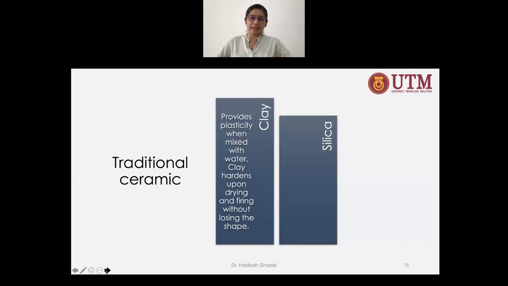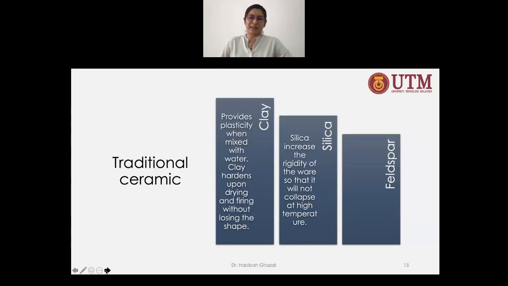And we add silica to increase the rigidity of the product. Whereas we play Play-Doh, yeah. Yes. Play-Doh is a polymer, it is not ceramic, so it's quite different. Feldspar is a flux. Feldspar here has a low melting point, which is used to bond all the silica together. So these are the three major components inside traditional ceramic.